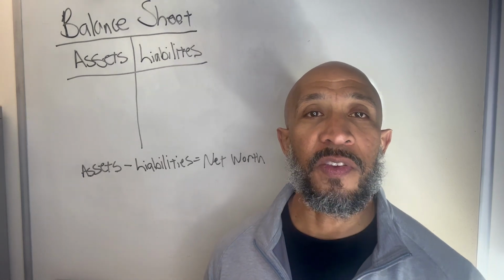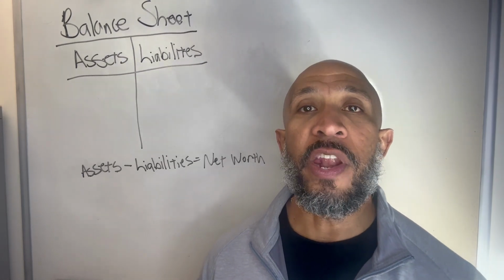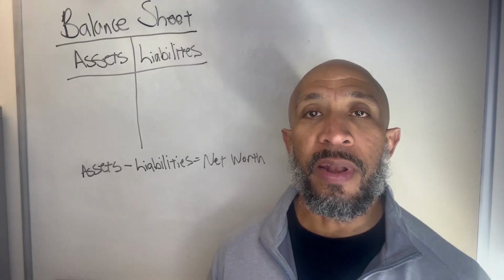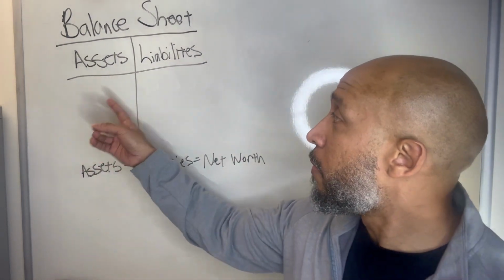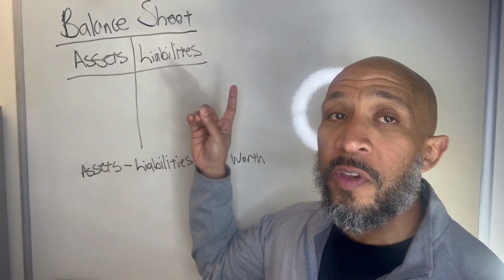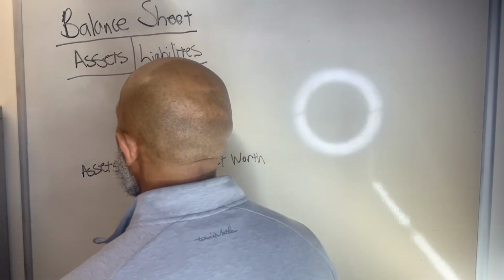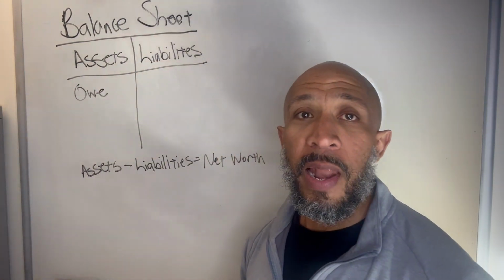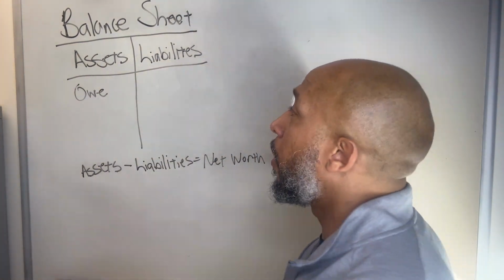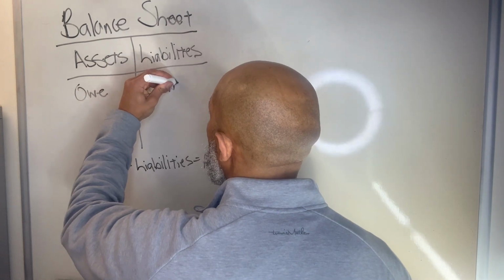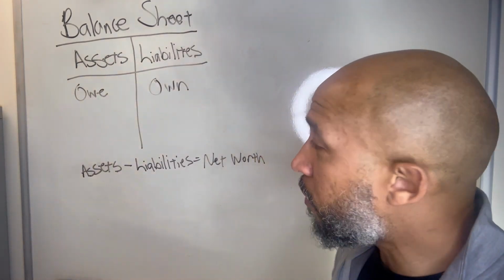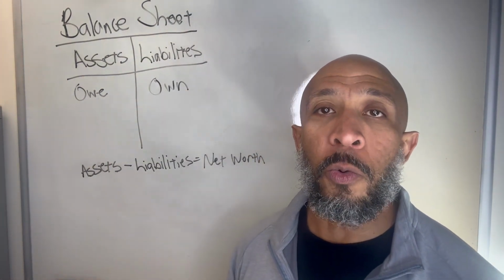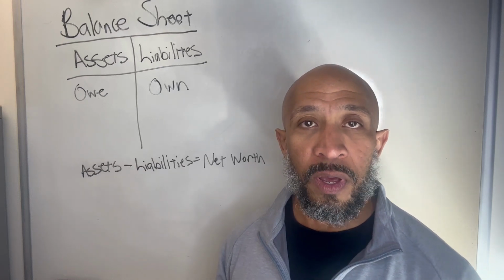So a balance sheet is what calculates your net worth. So what is your net worth? Your net worth is your assets minus your liabilities. Your assets are things that you owe, O-W-E, and your liabilities are things that you own, O-W-N. So when you think about what you owe and what you own, right?